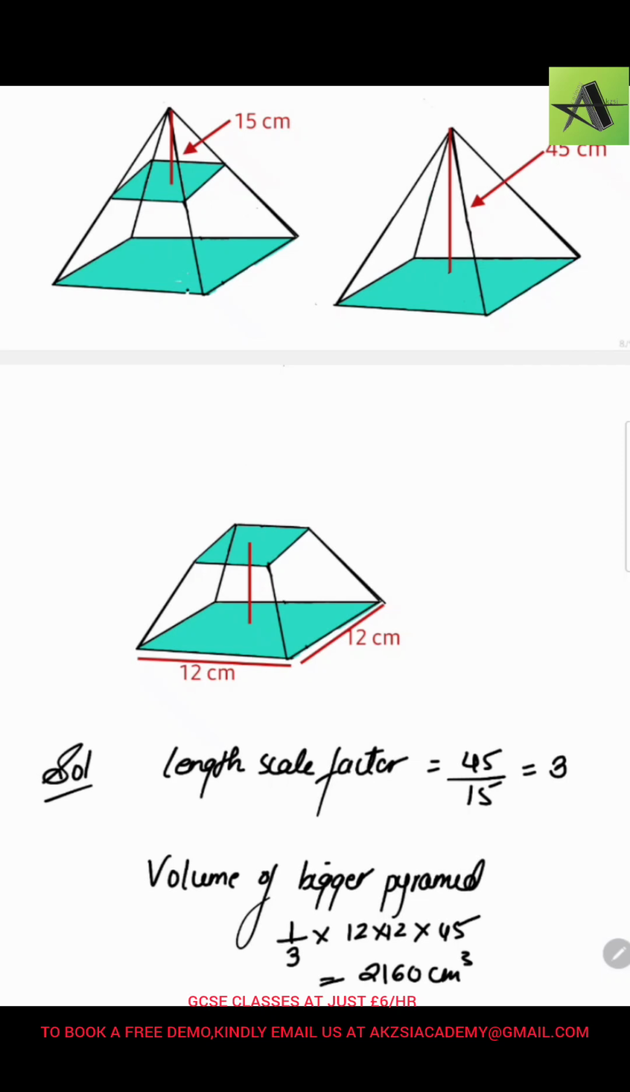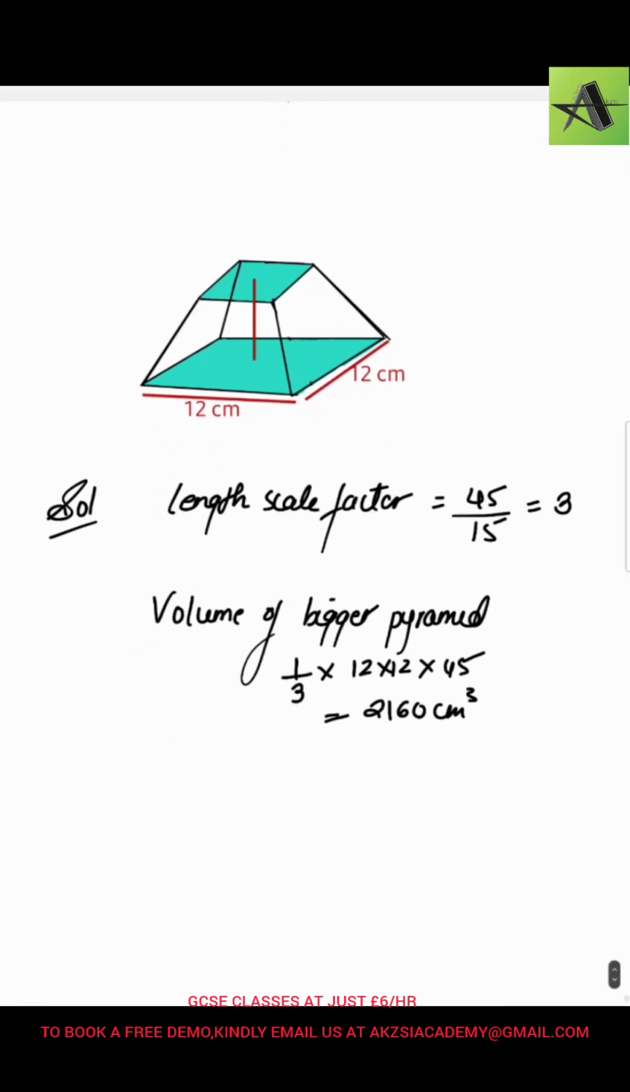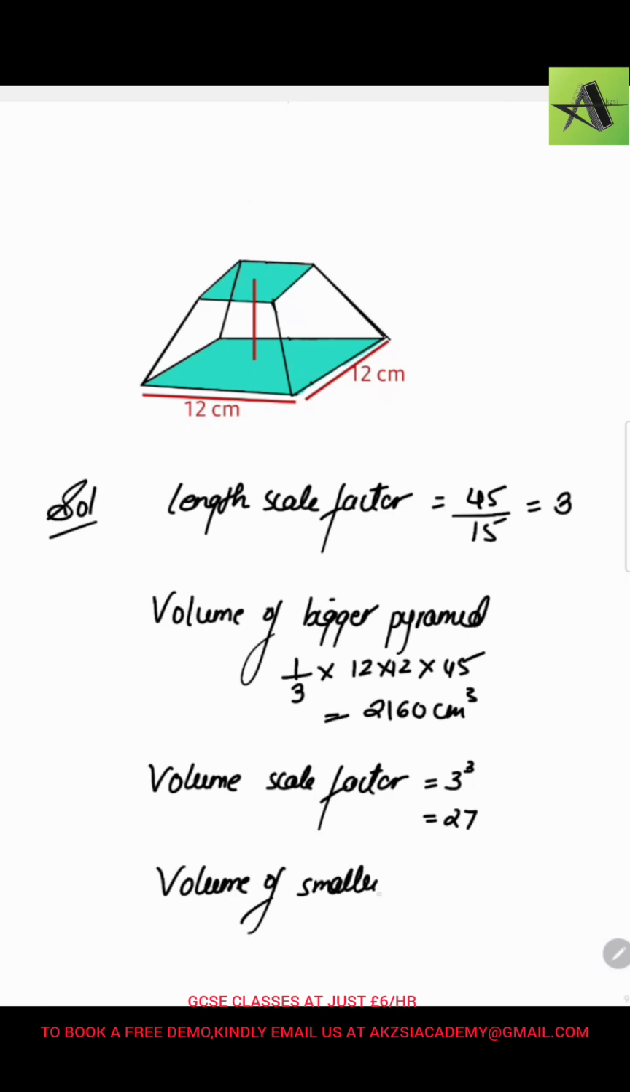When we were doing similar figures, I explained one thing: whatever the length scale factor is, if you're able to find it, it's easy to find the volume scale factor. You just need to cube it. So if the length scale factor is 3, the volume scale factor would be 3 cubed, which is 27. So the volume of the smaller pyramid would be 2160 over 27, which is 80 centimeter cubed.